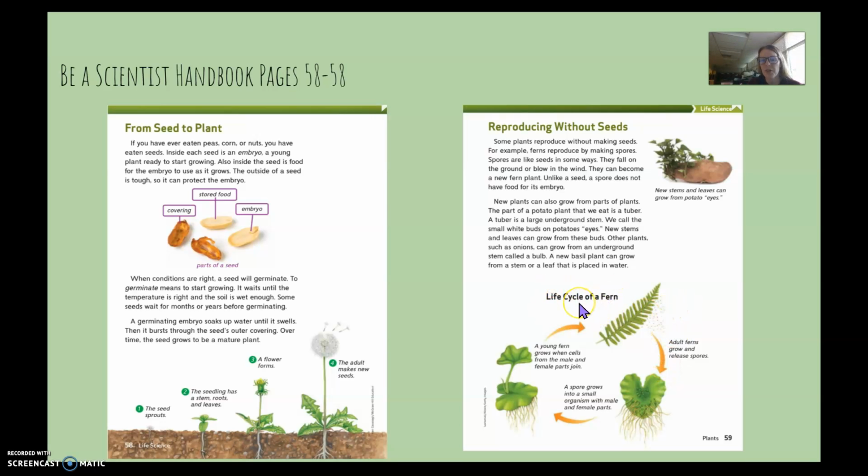So here is the life cycle of a fern. An adult fern grows and it releases the spores. Then you have the spores that grow into a small organism with male and female parts. And then a young fern grows when cells from the male and female parts join. And then it turns into the adult fern, which then releases more spores. So you see how it's a cycle. It could keep going over and over again without stopping because it has this cycle of life.